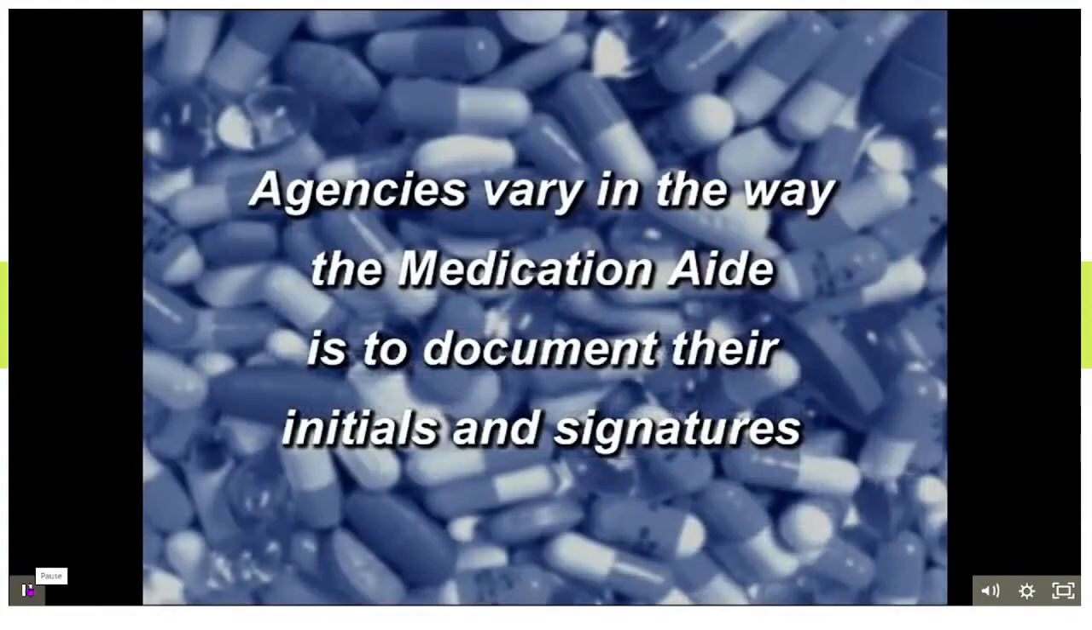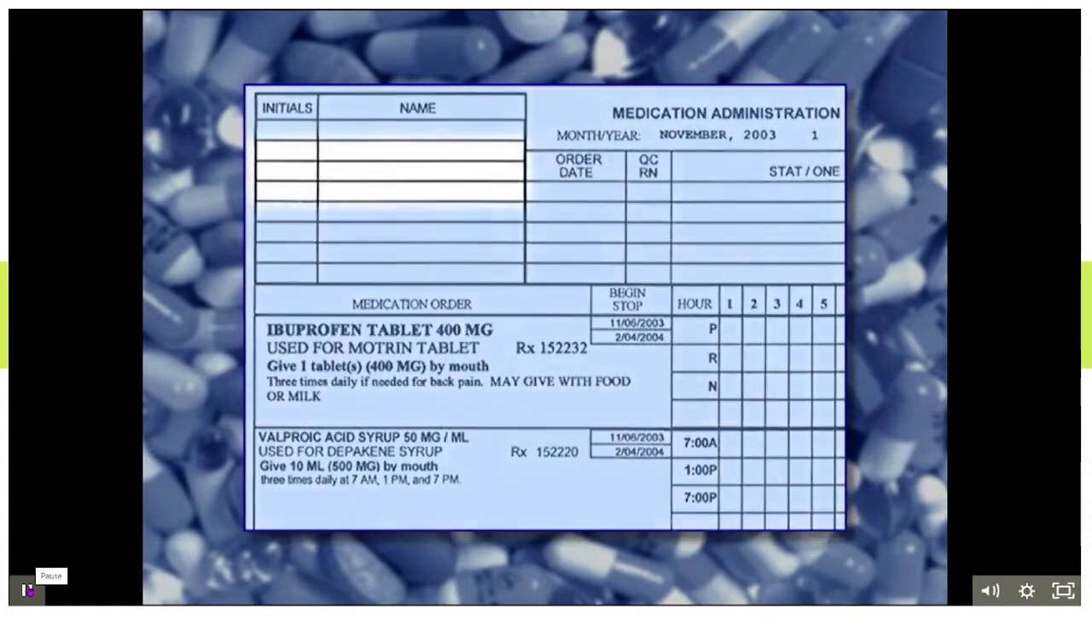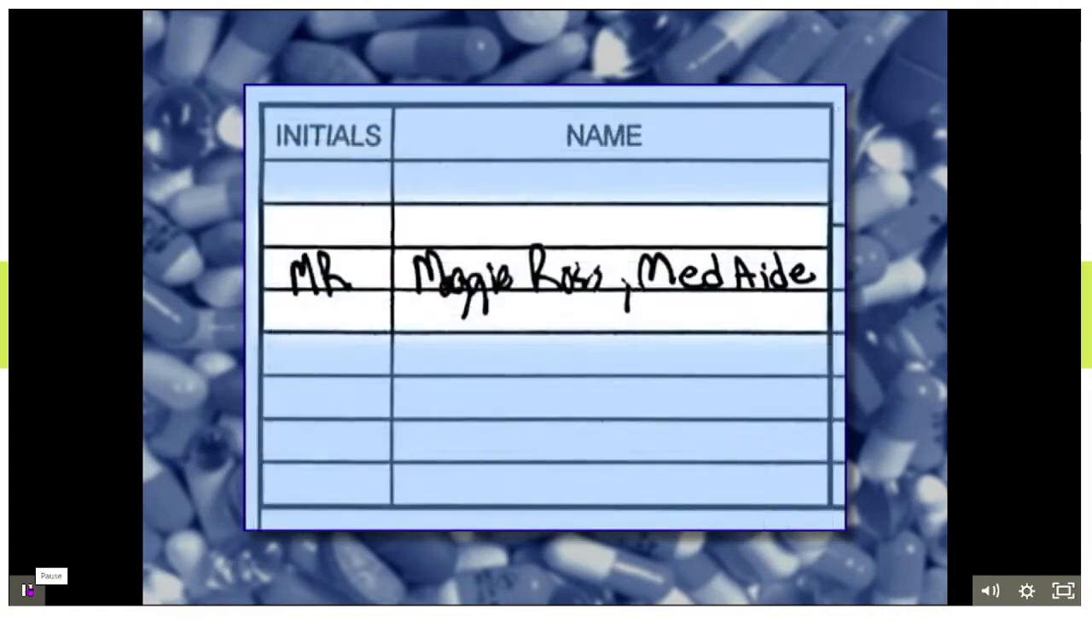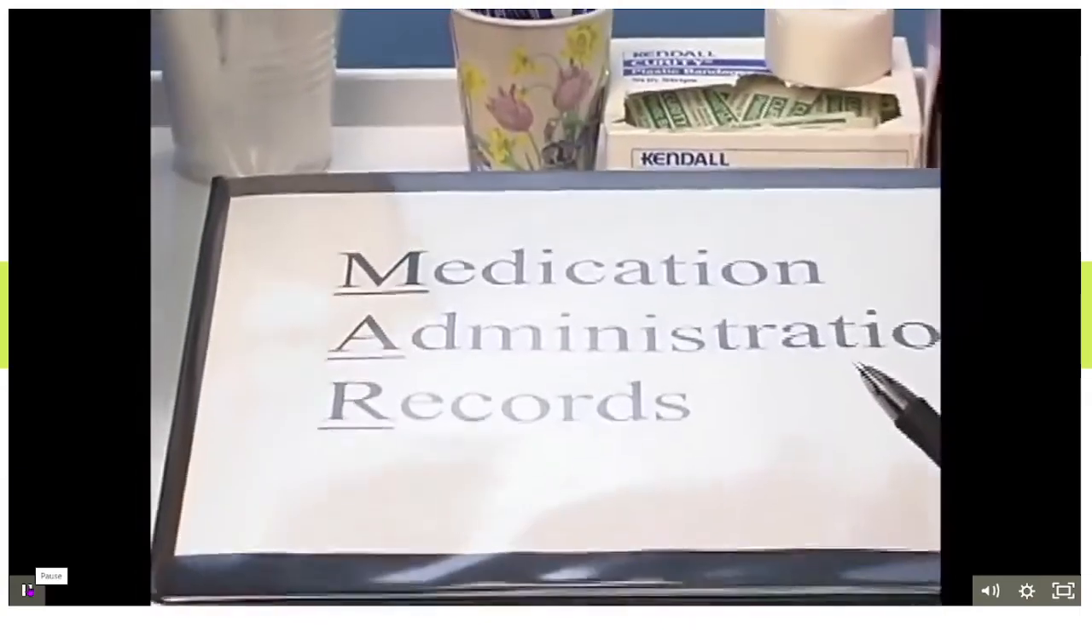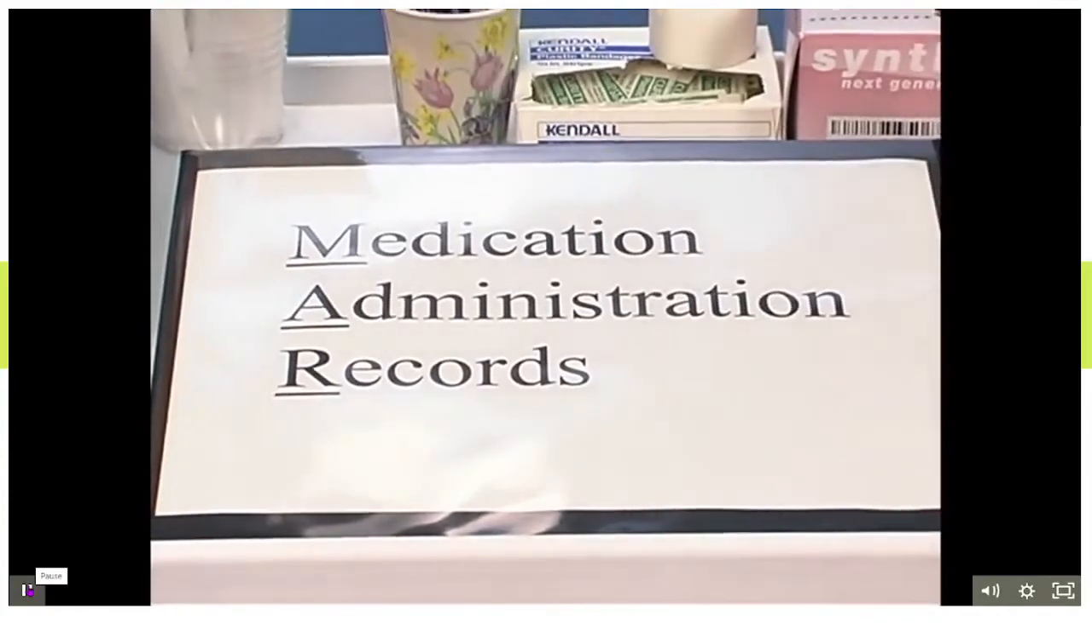Agencies vary in the way the medication aide is to document their initials and signatures. Some have master signature lists, while others have you sign the signature section on each MAR sheet. It is important to follow your agency's policy and complete this documentation so that other personnel can identify who gave the medication. Always indicate Med Aide or your agency's position title behind your name when documenting medications given. This will identify you as the medication aide. When you finish, close the MAR book and move to the next client.